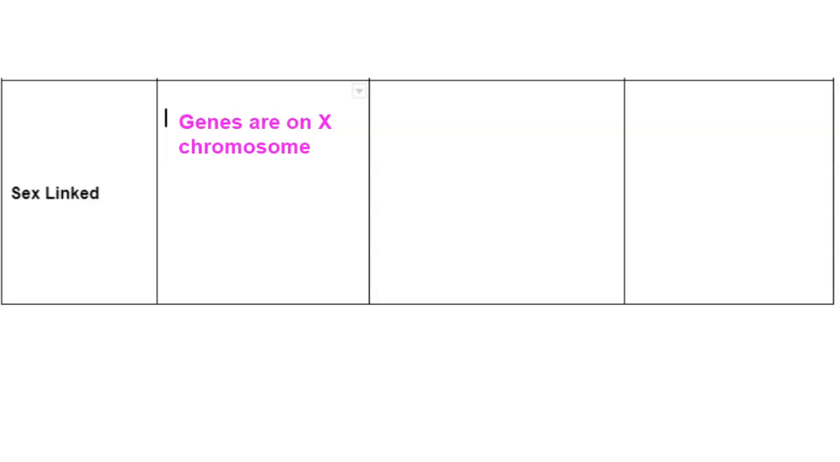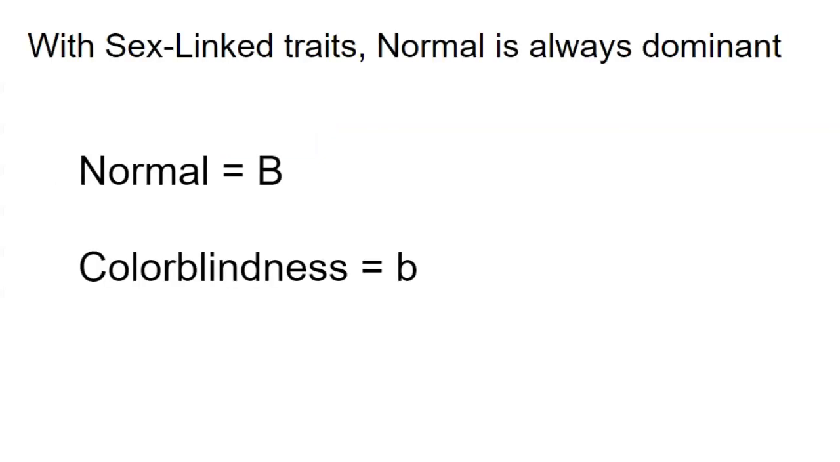In all the conditions that we're going to be talking about today, normal is going to be dominant. So in this case, for normal, I'm going to assign a capital letter. Color blindness, or whatever trait we're talking about, is going to be a lowercase letter. And so I'm going to have us write that in our little chart as well. So dominant equals normal. Recessive is our disease, whatever that disease might be.